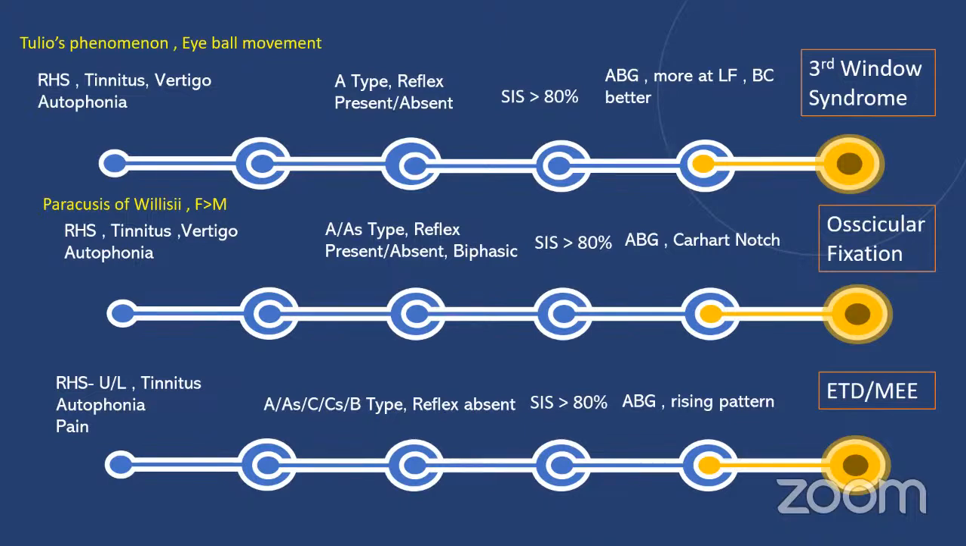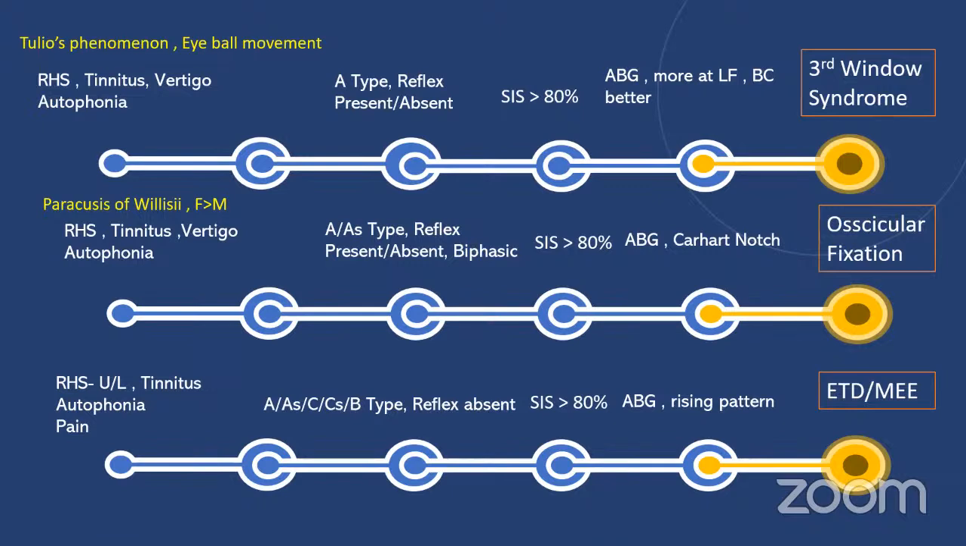Then the third case, there was another debate going around, because it had a CS type of tympanogram, and CS type is usually associated with eustachian tube dysfunction. But in this case, there was fluid, a fluid-filled middle ear. So the debate was going on whether we should go for a myringotomy or not. That will come later, about the progression of the emittance findings in these cases.